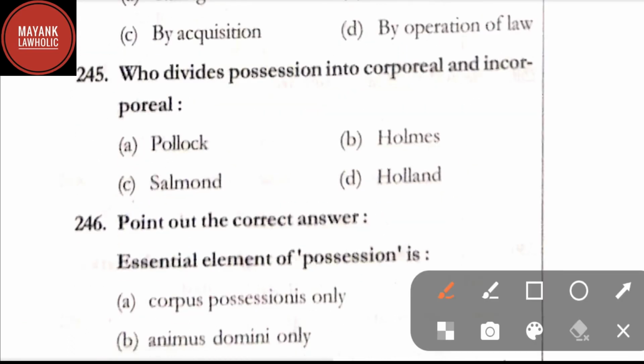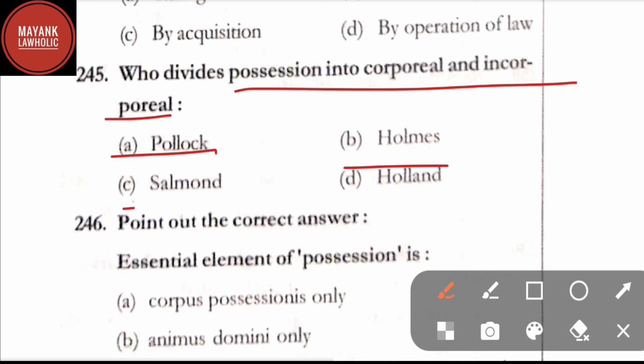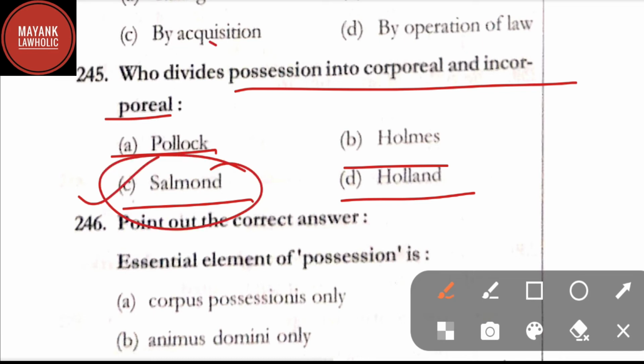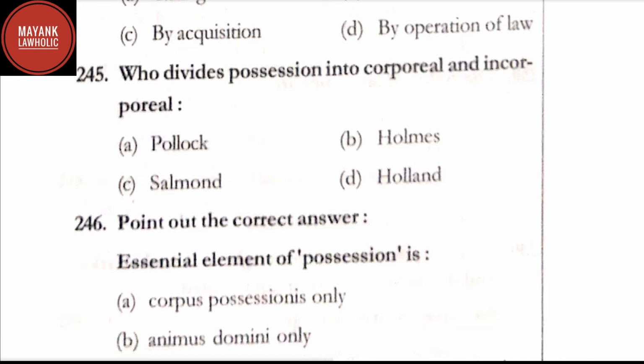Now let us proceed to question number 245. Who divides possession into corporeal and incorporeal? Option A, Pollock, option B, Holmes, option C, Salmon, and option D, Holland. Here in question number 245, the correct answer is option C, that is Salmon. Salmon divides possession into corporeal and incorporeal.